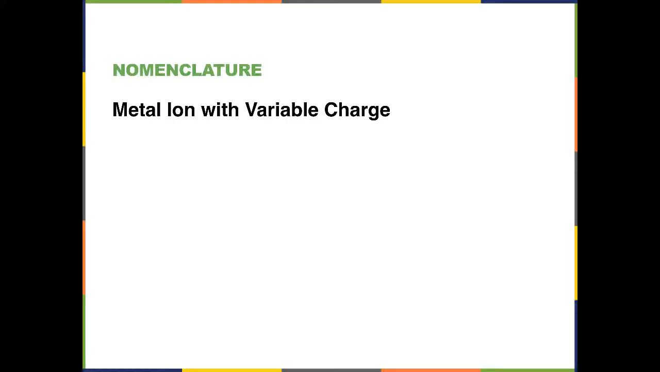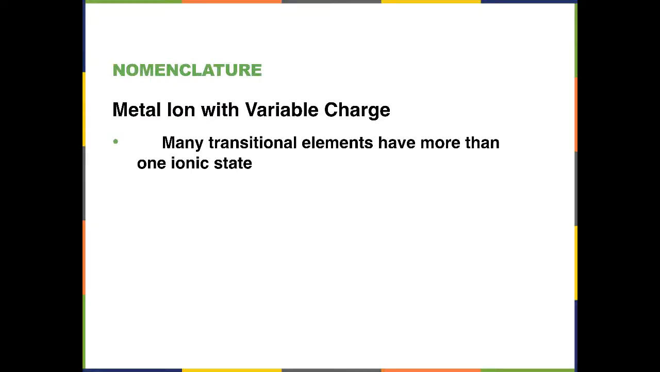Let's begin the second half of this lecture by talking about the naming of compounds that have metal ions that can have more than one charge. Many of the elements in the transition metals, the middle part of the periodic table, have more than one ionic state. For example, iron can either give up 2 electrons and be +2, or it can give up 3 electrons and be +3. Similarly, tin can give up 4 electrons and be +4, or it can give up only 2 electrons and be +2.